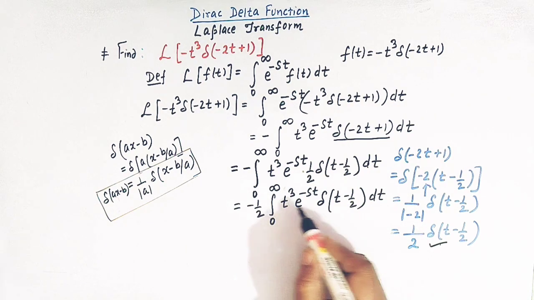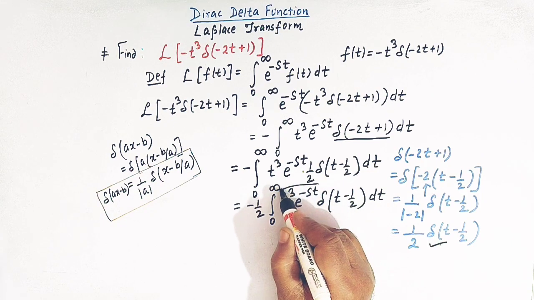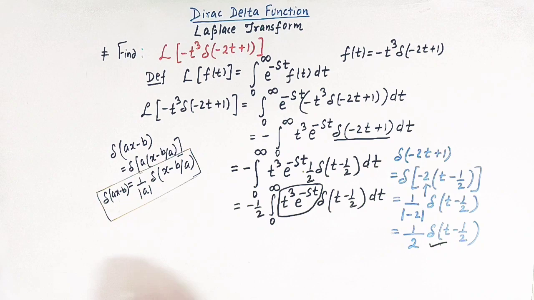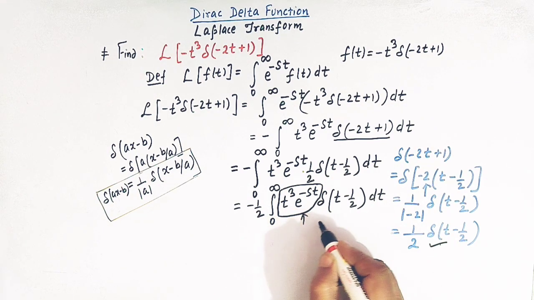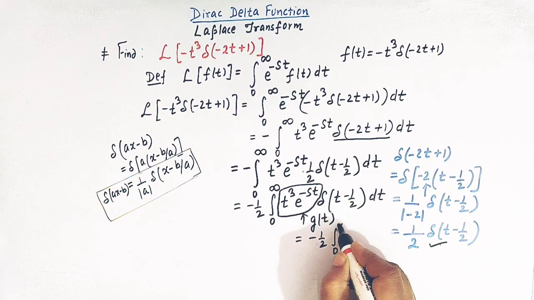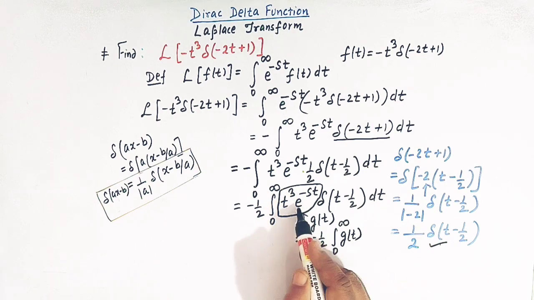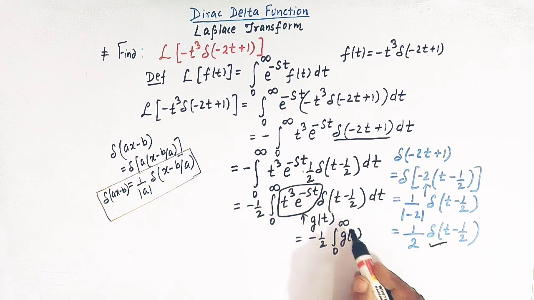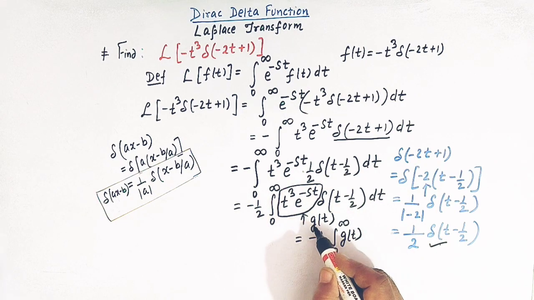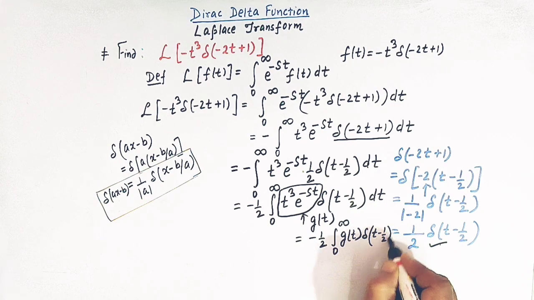Okay, now see here with the delta of t minus half, we have this function, right? So let us call this function as g of t, right? So we can now write minus half, 0 to infinity, and then we have g of t, because t cube times e raised to minus st can be taken as some function g of t, and here we have delta of t minus half, and here we have dt, right?